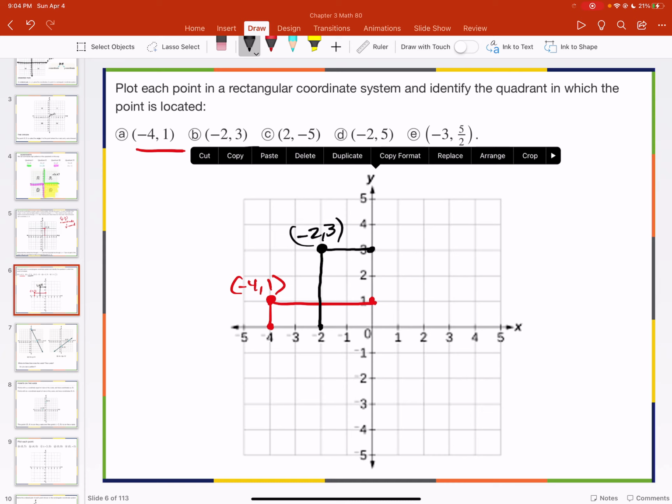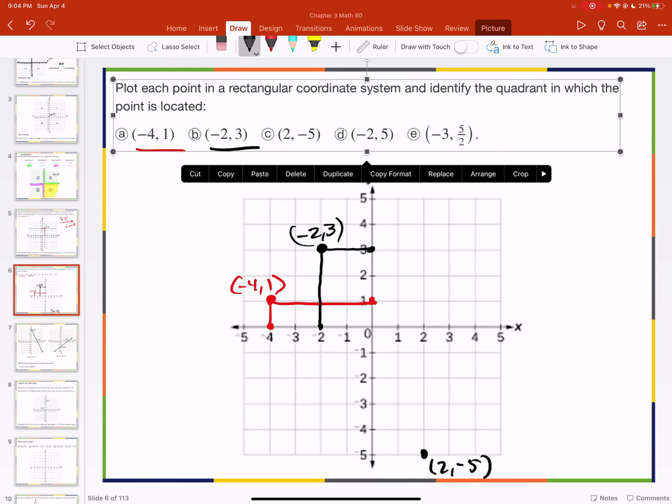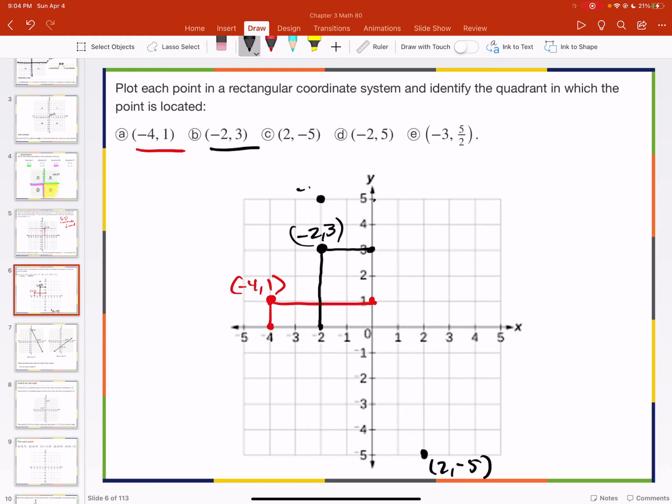Okay, and then we have (2, -5), so 2 and then negative 5, it's going to be here, quadrant 4. And then we have (-2, 5), so negative 2 on the x-axis and 5 on the y meet up here, negative 2, positive 5. And then you have (-3, 5/2), so negative 3 and then 5 halves is 2 1/2. So right there, (-3, 5/2).